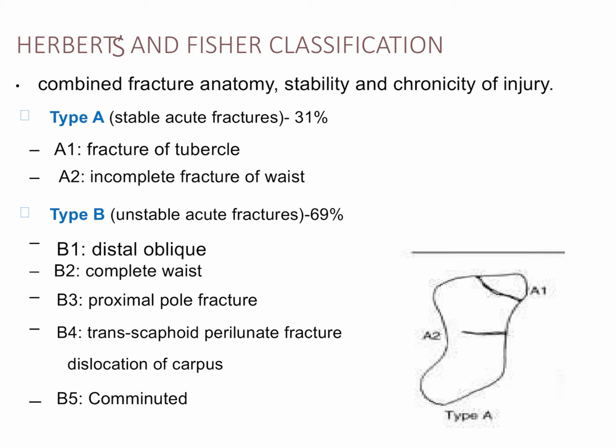Herbert's classification or Fisher's classification combines fracture anatomy, stability and chronicity of the injury. Type A is a stable acute fracture, 31%. A1 is a fracture of the tubercle. A2 is an incomplete fracture of the waist.